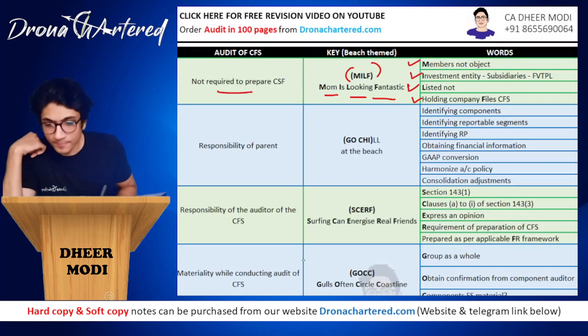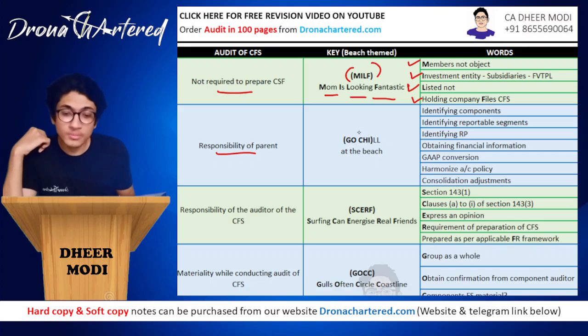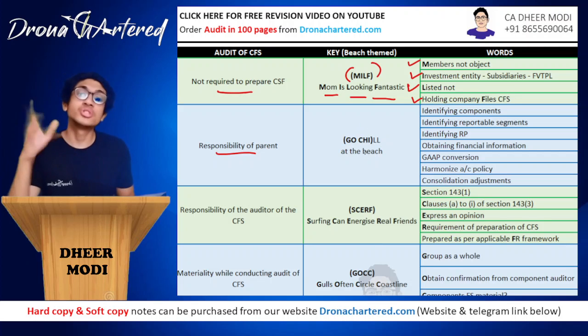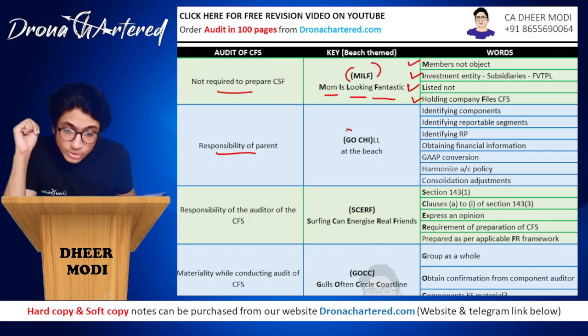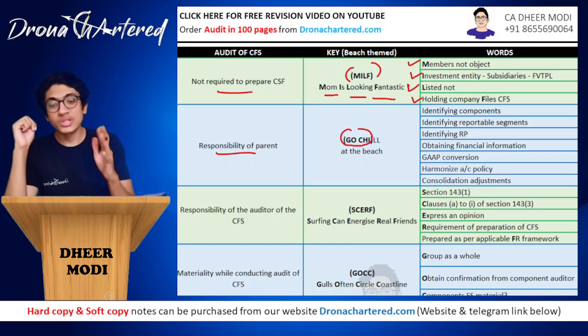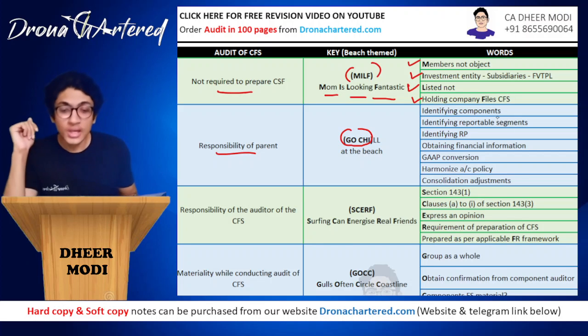So now your key for responsibility of parent. The responsibility of parents key is Go chill at the beach, out of which you will only be using GOCHI. Okay, so it is go chill at the beach, but you are using only GOCHI. Now your G stands for GAAP conversion.